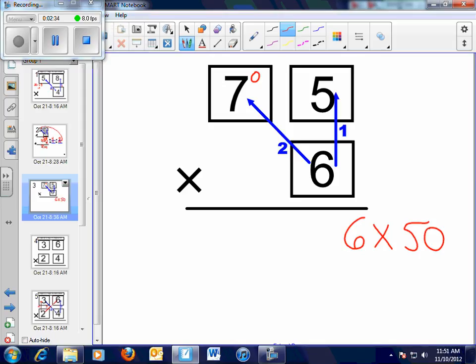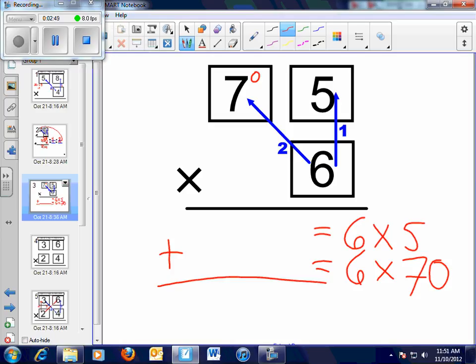So 6, I'm sorry, I did that wrong. That should be 6 times 5 and 6 times 70. I was getting ahead of myself with those zeros. And we put it over there and then we'll add them over here. It looks strange to us, but this way our addition work is all underneath the multiplication problem.